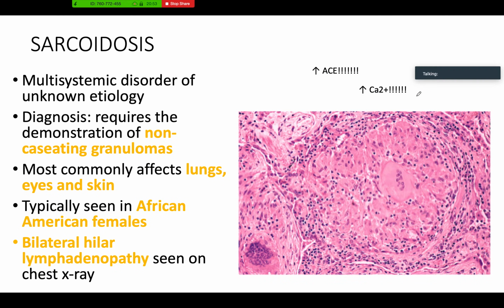Okay, so in the spirit of learning and teach back, could you do me the honor of explaining to me why patients with sarcoidosis have a high calcium level? Why is that?